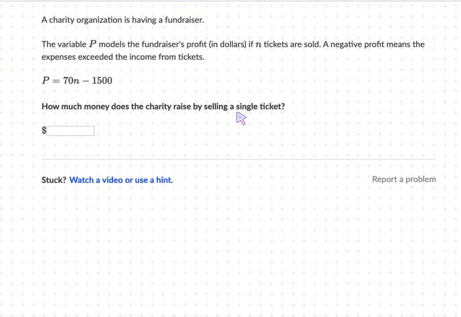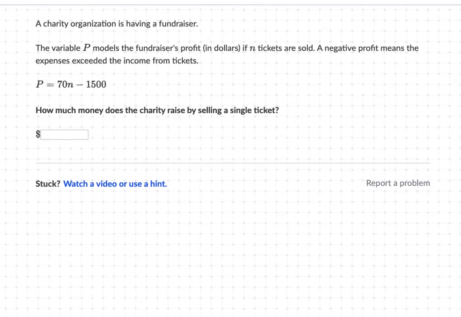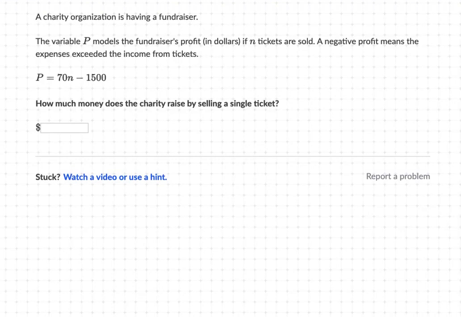In this problem, a charity organization is having a fundraiser. The variable P models the fundraiser's profit in dollars if N tickets are sold. A negative profit means the expenses exceeded the income from the tickets. They spent too much money on this fundraiser. They didn't sell enough tickets to earn money. How much money does the charity raise by selling a single ticket? Go ahead and pause the video and try it on your own.